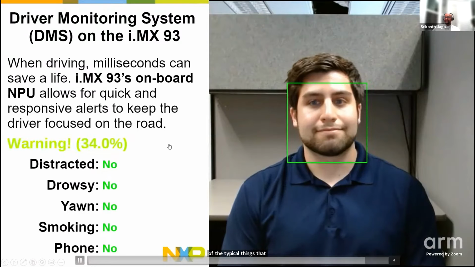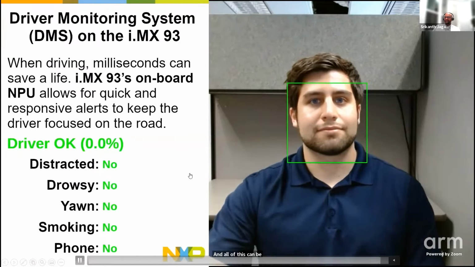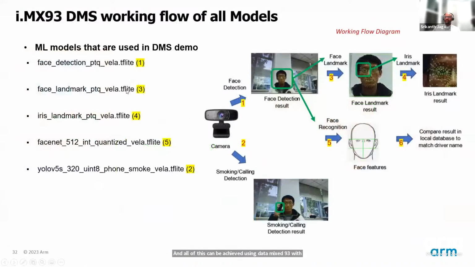And all of this can be achieved using the i.MX 93 with the great performance coming in. And these are the different models that we're using to do the different applications. As I mentioned, the first thing that we do is detect the face. And then based on the face detection, we do the landmark. So basically find the eye, mouth, and then using the iris landmark result, you see whether the eye is open or closed. And then on the other side, we look for object detection.